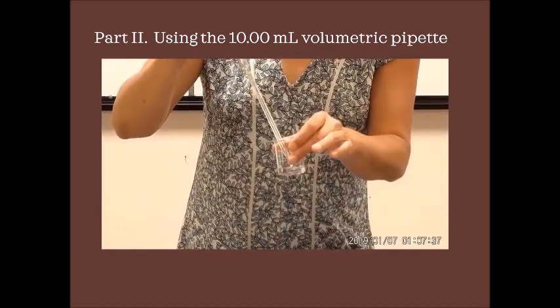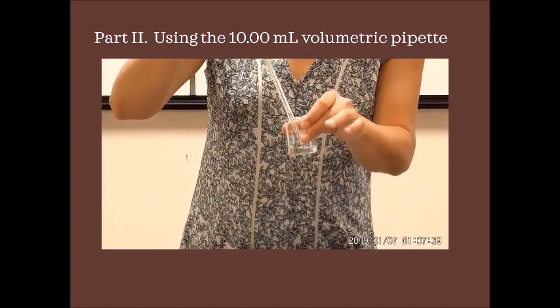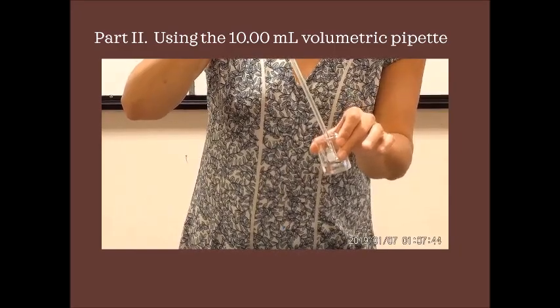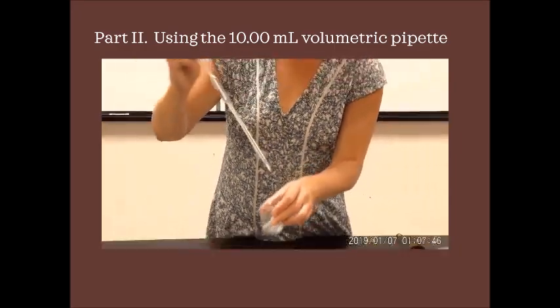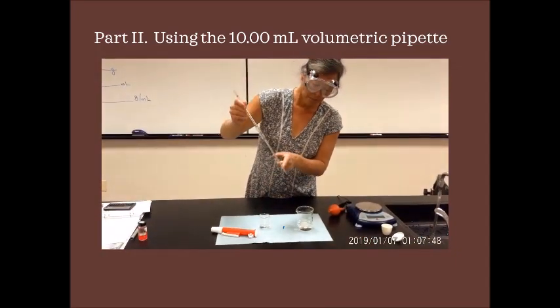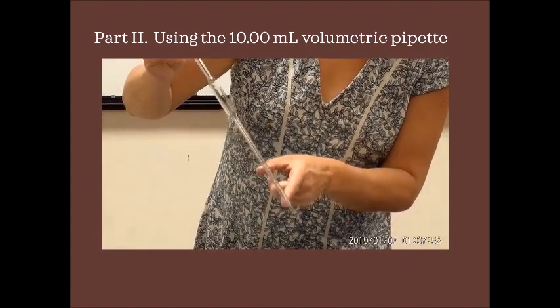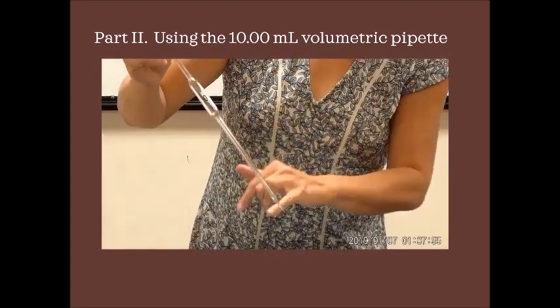So once it's done, you will have transferred exactly 10.00 milliliters of your solution. And if you notice, there's just a drop of solution at the very tip of the pipette. Do not blow that out. Part of the calibration includes that.